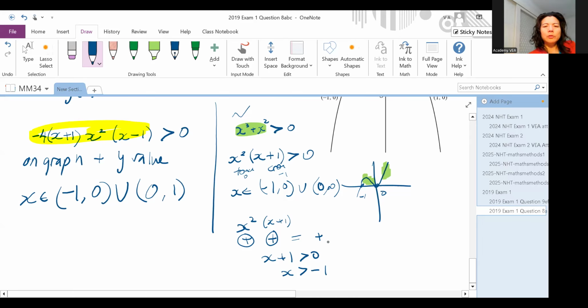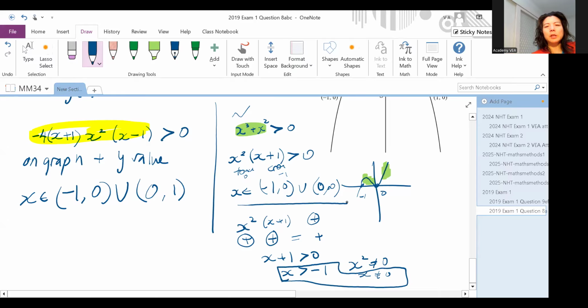Interestingly, you lose the information that x... actually, no, you don't lose the information. The other information is because you know it's going to be positive, you know that x squared cannot be 0. So that means x cannot be 0 either. So this restriction or this domain is actually the same as this domain that you got from the graph.